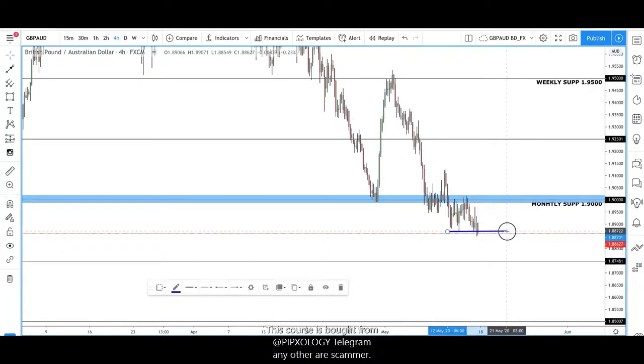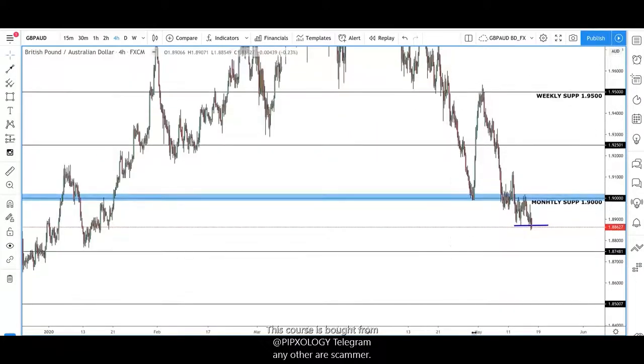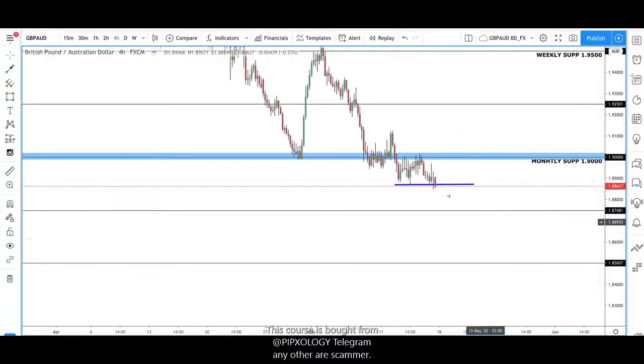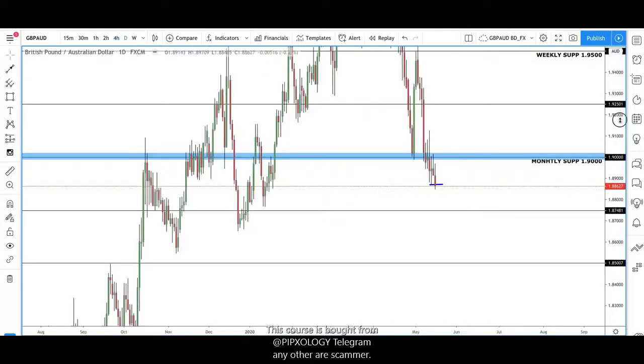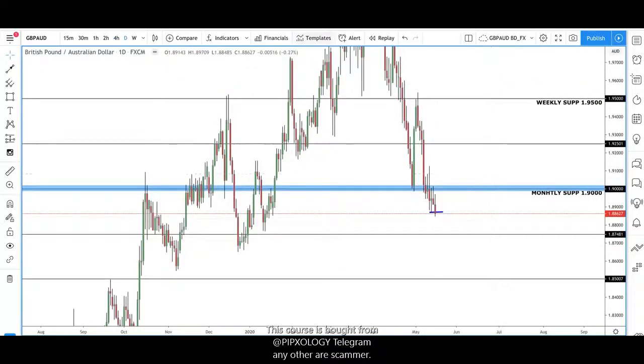Aussie dollar, we may see some weakness at the start of the week, but there is a possibility that Aussie dollar could continue with some strength. So I'll just get to that. Just keeping an eye on GBP AUD at the moment, but obviously with the other GBP pairs, remember they'll always move together.